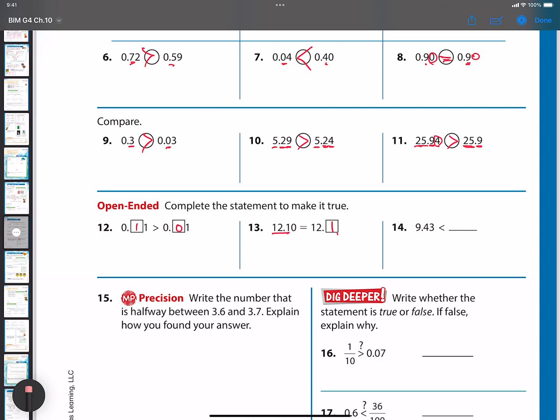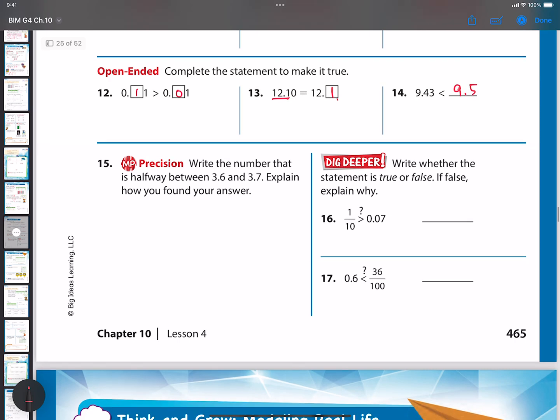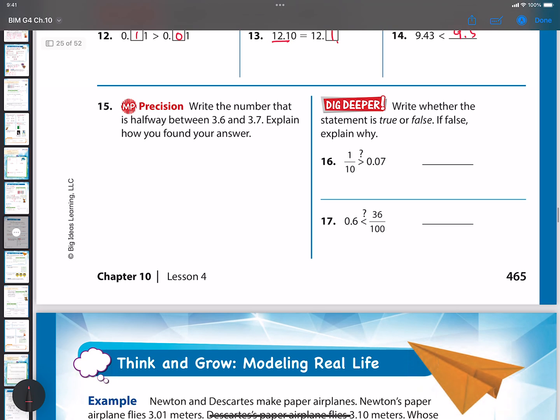And remember. All right, let's move on. Number 14. 9.43 is less than something. So I'm going to say 9.5, because 5 is greater than 4. All right, number 15. Write the number that is halfway between 3.6 and 3.7. Explain how you found your answer. Halfway. Okay, halfway. So here, the answer is what?